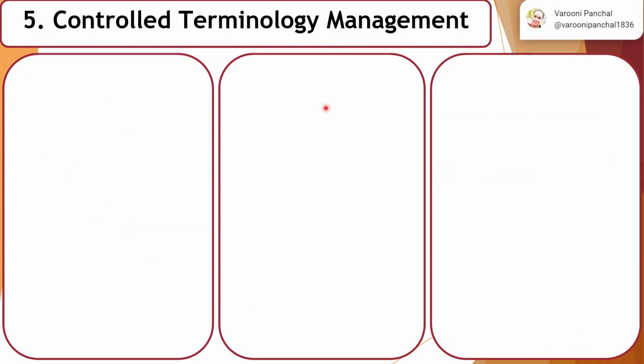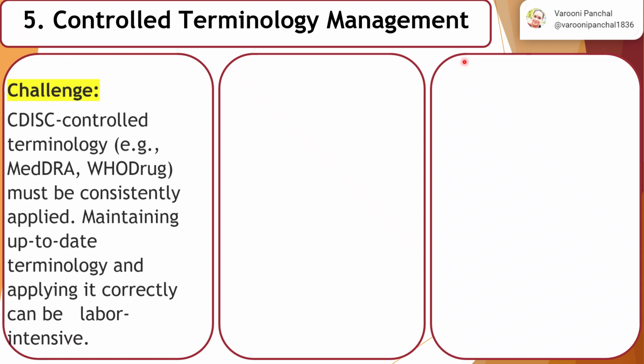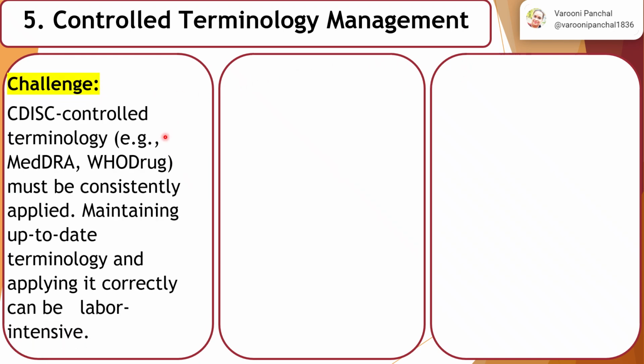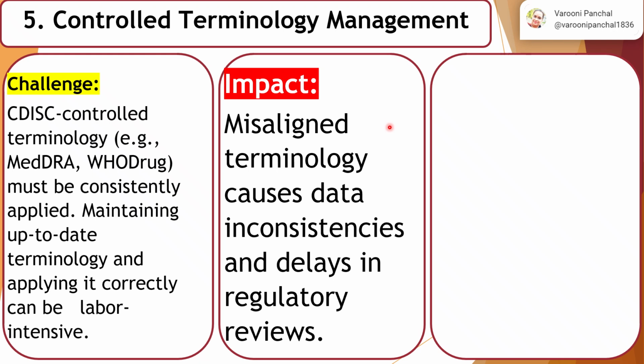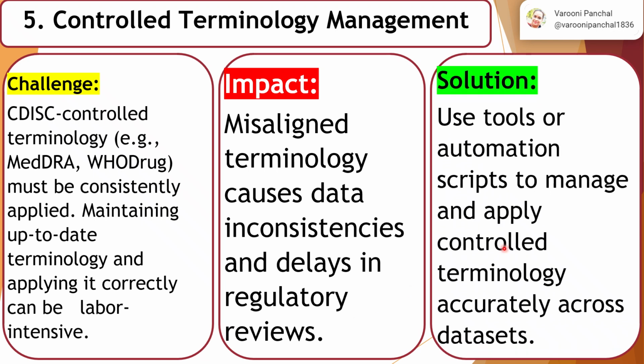Number 5. Control terminology management. Challenge: CDISC control terminology, for example, MedDRA and WHO Drug, must be consistently applied. Maintaining up-to-date terminology and applying it correctly can be labor-intensive. Impact: Misaligned terminology causes data inconsistencies and delays in regulatory reviews. Solution: Use tools or automation scripts to manage and apply control terminology accurately across datasets.